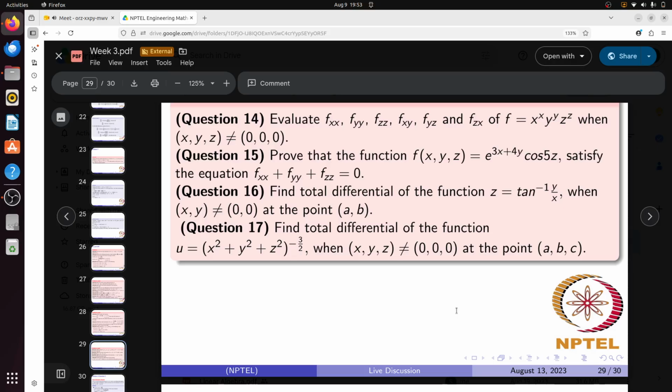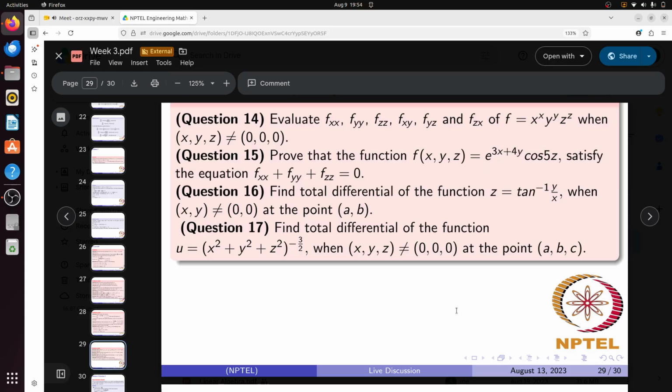Yes. So find the total differential of the function z equal to tan inverse y by x, when (x, y) is not equal to (0, 0), at the point (a, b). So this is also a total differential. You take tan inverse x; the derivative is 1 over 1 plus x square. For a partial derivative, you need to fix one variable.